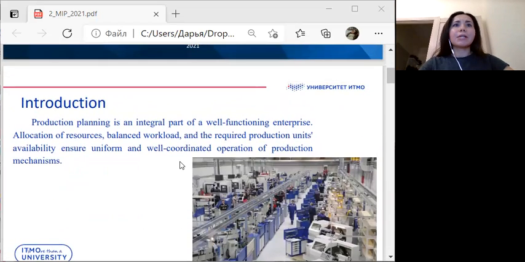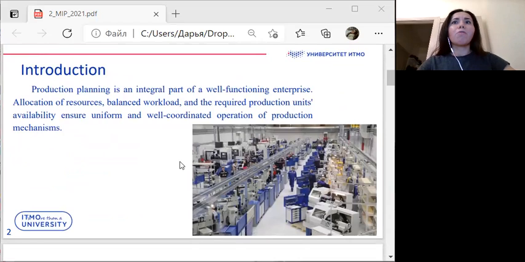Production planning is an integral part of working enterprise. Allocation of resources, balanced workloads, and the required production units availability ensure uniform and well-coordinated operation of product mechanisms.